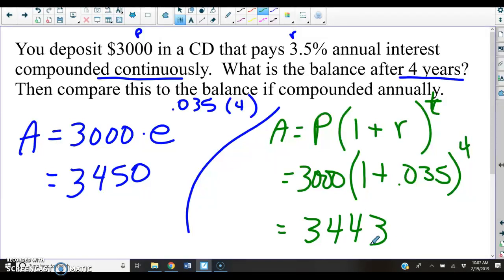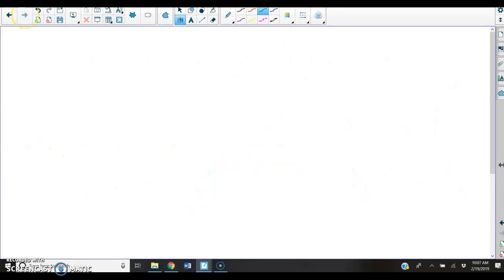So it's only a $7 or $8 difference. But look how close it is. Why not do the easier formula? To me, it doesn't make any sense to do the second formula when it's so easy to do this one. There are other examples in the book. Take a look at them.